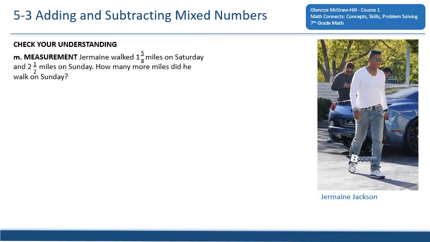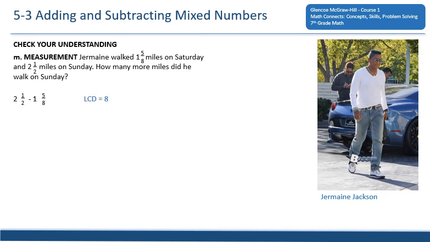Is that your understanding? Jermaine walked 1 5/8 miles on Saturday and 2.5 miles on Sunday. How many more miles did he walk on Sunday? So we have 2.5 on Sunday minus 1 5/8 on Saturday. We have unlike fractions, so we need to find the least common denominator, which is 8.